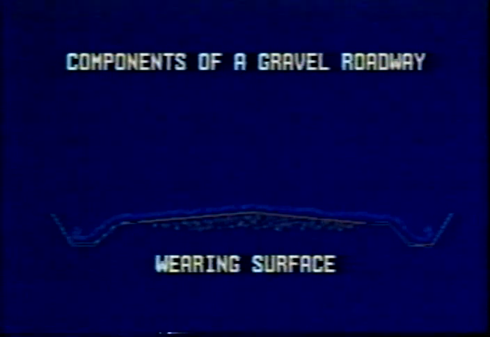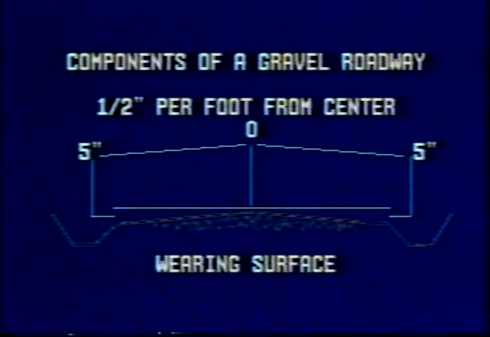The wearing surface must be sloped to drain water away from the surface. Standing water on the wearing surface will soften the road and traffic will create ruts. A slope of 1/2 inch per foot from the center or crown of the road is recommended. This slope means the road will drop 5 inches in a 10-foot wide lane.